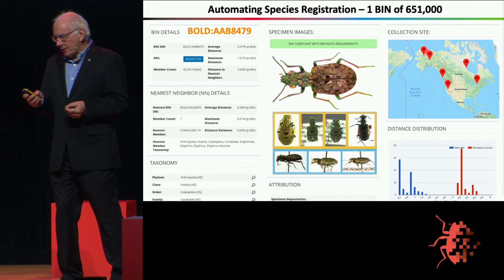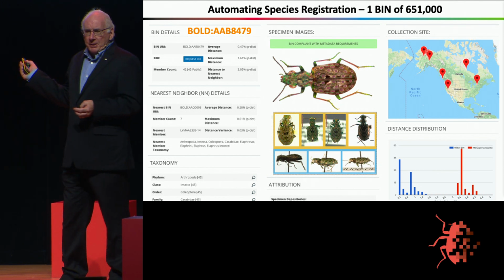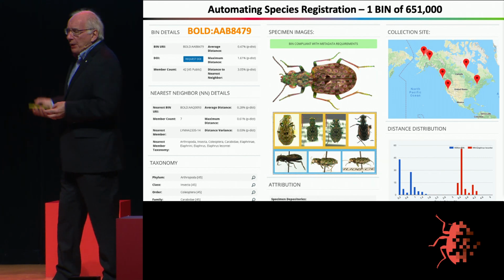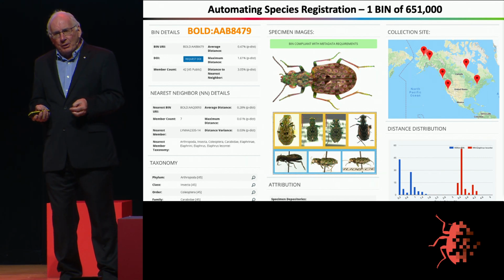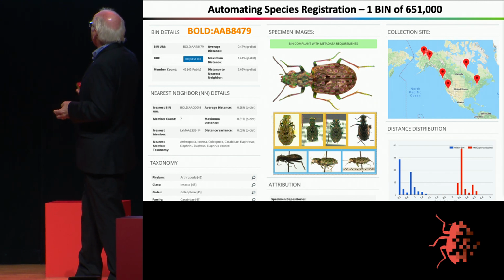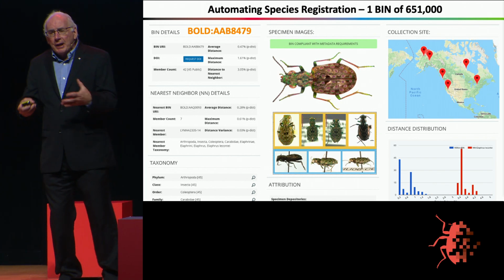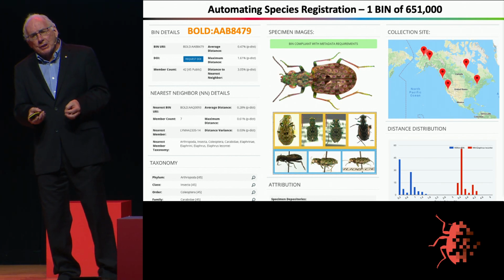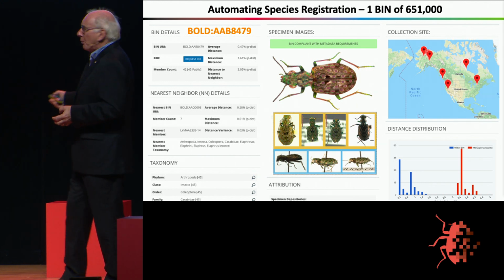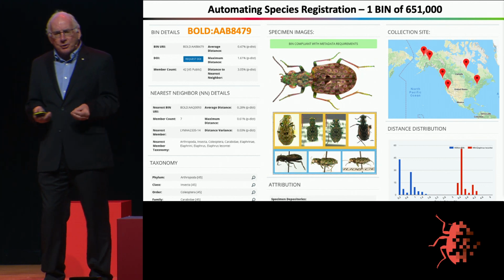And this is one of those bins. That's one of those bins, one out of 651,000 that currently exist on BOLD. And as you can see, it brings together images, it brings together distribution, it brings together genetic information, sequence divergence to the nearest neighbor, and the patterning of variation. This is within the species, and that's the nearest neighbor. And of course, connected to taxonomy as far as we can connect it.